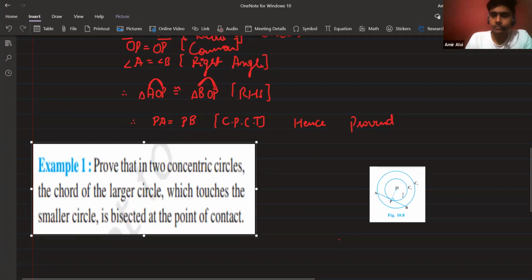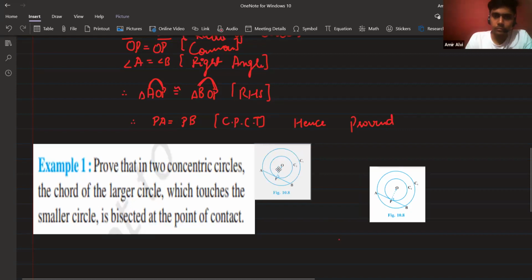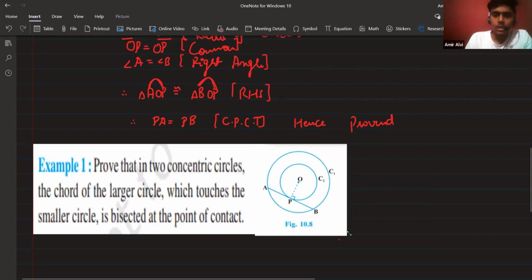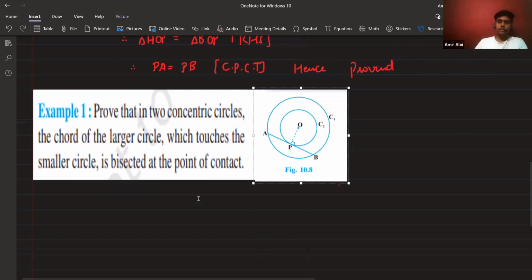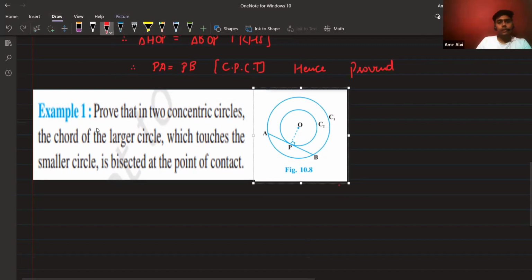Is that visible? Yes, sir. So this is the figure of this question. Basically, this question is asking to prove that for two concentric circles, the chord of the larger circle is a chord for the larger circle. Yes or no, everybody? How many of you remember the word chord? When a line intersects the circle, that's called a chord.